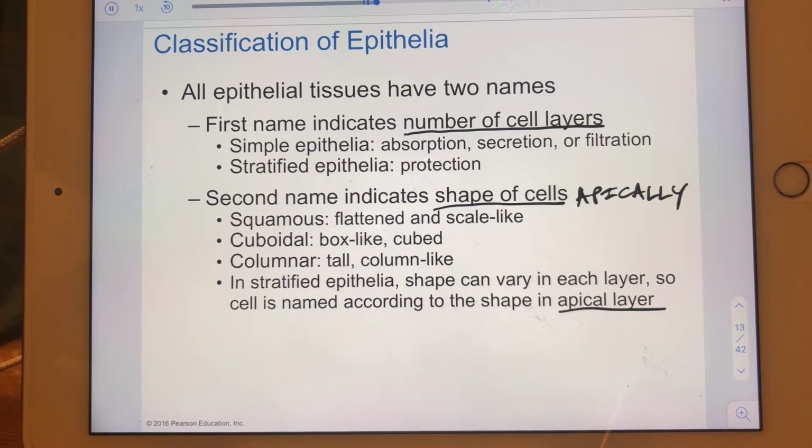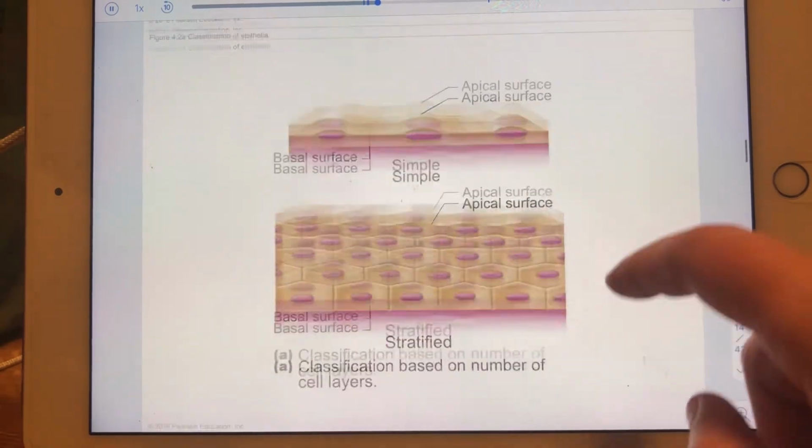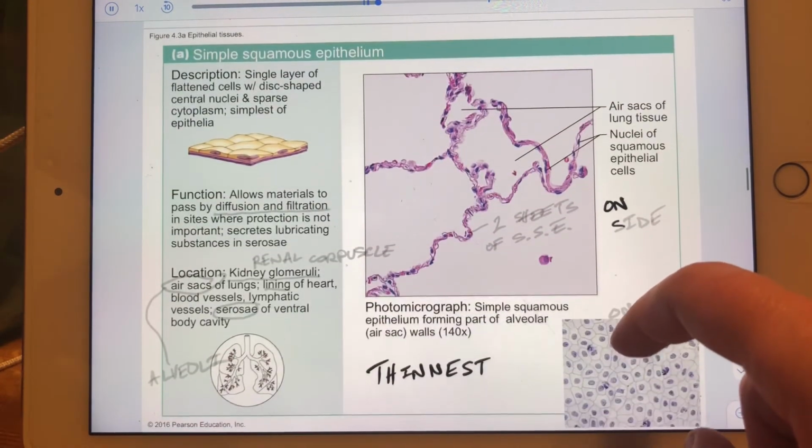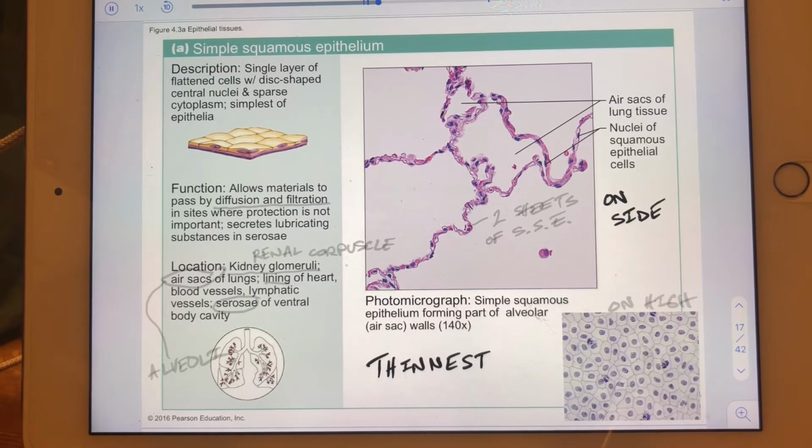Anywho, we did already talk about simple squamous epithelium being the thinnest stuff we have. From the side, if you will, we would see those sheets as very thin lines, so thin, in fact, that this thin line is actually 2 separate sheets of simple squamous epithelium, okay? But if we were standing on top of simple squamous epithelium, it would look a bit like someone had cracked too many eggs into a frying pan simultaneously.